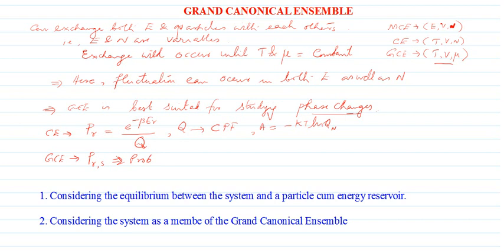Okay, as well as the number of particles are fluctuating. So we have to see that at any given instant what is the probability that the system is having a particular energy and a particular number of particles.